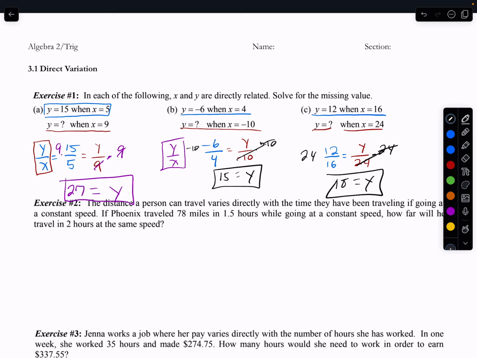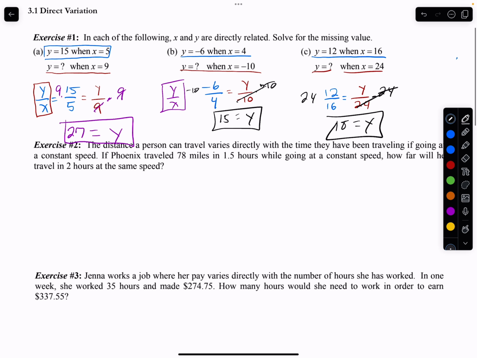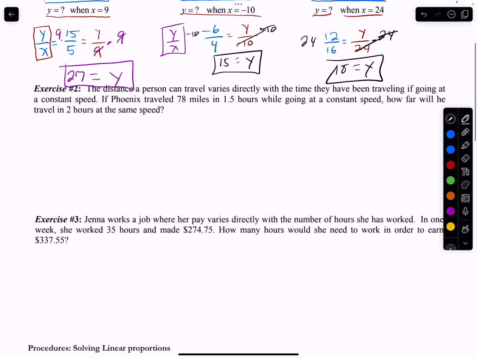Use your calculator for this, and the y value is going to be equal to 18. Now, some of this is really related to distance and speed when you're traveling at a constant rate. We're going to talk about that quite a lot in this unit. But you can see a person's travel varies directly. That's a key. That means we have proportions with the time that they have been traveling if going at a constant speed.